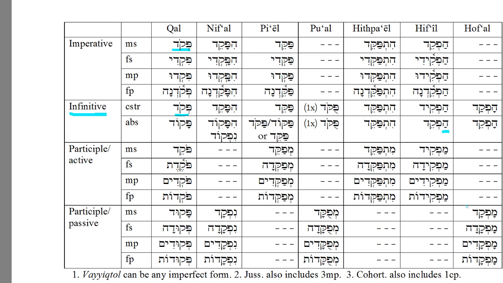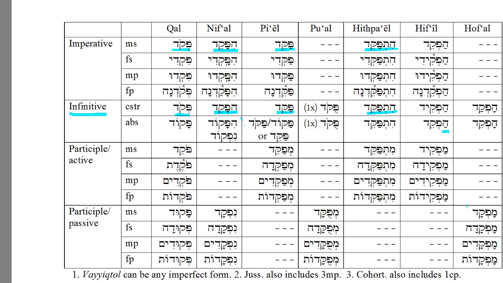Let's look at our infinitives now. With the Qal, we know that the infinitive construct is equal to the imperative masculine singular. This is true for most of the other forms. We have the Nifal imperative masculine singular is equal to the infinitive construct, and the Piel, the masculine singular imperative, is equal to the infinitive construct. And this is also true for the Hithpael. Notice that the Hithpael infinitive construct is equal to the imperative, which is also equal to the perfect 3ms. So the Hithpael has quite a lot of overlap.